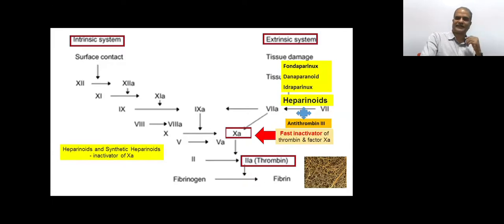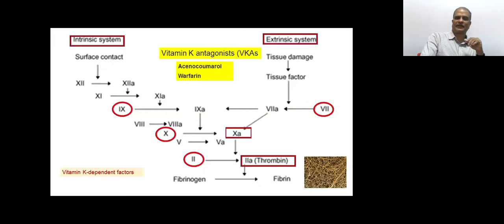The specific indications for these heparinoids are conditions where you cannot use other heparins, like heparin-induced thrombocytopenia, vaccine-induced thrombosis, etc. So there are some special situations where you need to use heparinoids instead of the other two heparins. And finally, we have the oral vitamin K antagonists, which all of us use, acenocoumarol and warfarin, which act at multiple sites, inhibiting the vitamin K dependent factors, that is 2, 7, 9, and 10. So these are all the anticoagulants we can use.